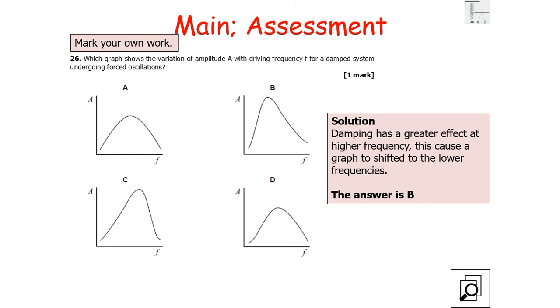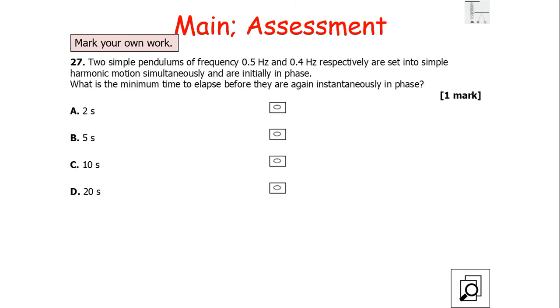Now, the only graph here which shows a peak slightly to the left is the B graph, indicating that is the correct answer. Right, two simple pendulums of frequency 0.5 Hz and 0.4 Hz are respectively set into simple harmonic motion simultaneously and are initially in phase.